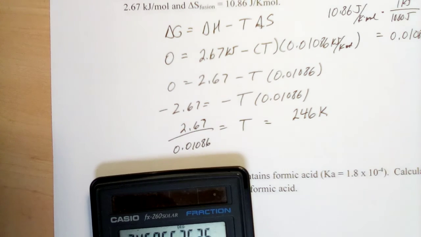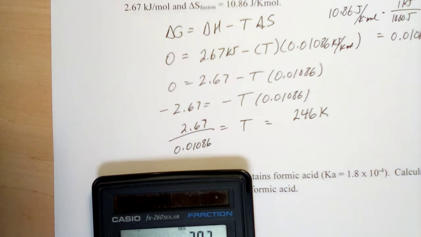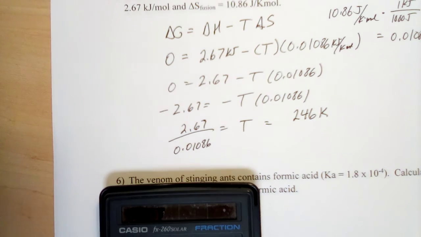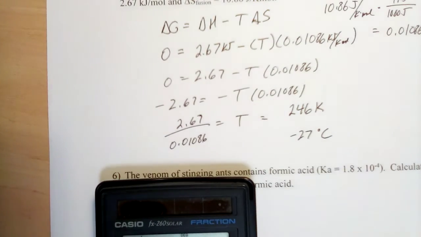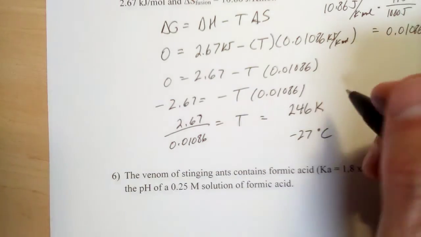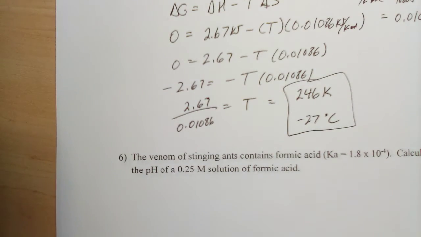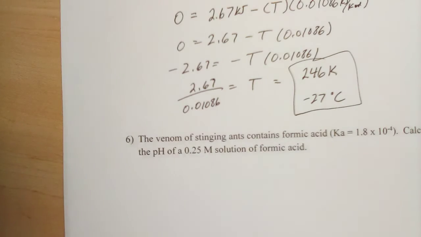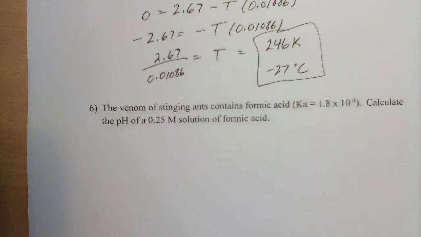Now, 246 Kelvin, if I take 246 and subtract 273, that would be minus 27 degrees Celsius, since 273 is 0. So that would be the temperature at which carbon tetrachloride would be melting, or freezing, depending on which direction we are going. Okay, moving on to question 6 here.